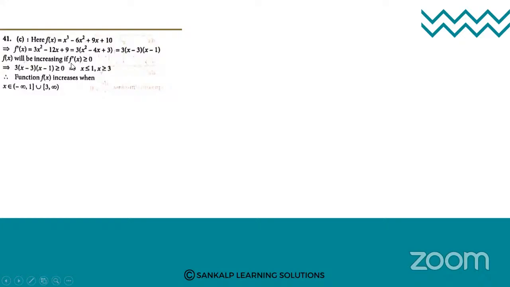Now for increasing, f dash of x must be greater than or equal to 0. When this is greater than or equal to 0, then only we get an increasing function. So when we simplify, we get 3 into x minus 3, x minus 1 greater than or equal to 0, or x is less than or equal to 1, or x is greater than or equal to 3. Less than or equal to 1 means it is from minus infinity to 1. X greater than or equal to 3 means it takes the real values from 3 to infinity. And the union of these will be the interval where the function is increasing.